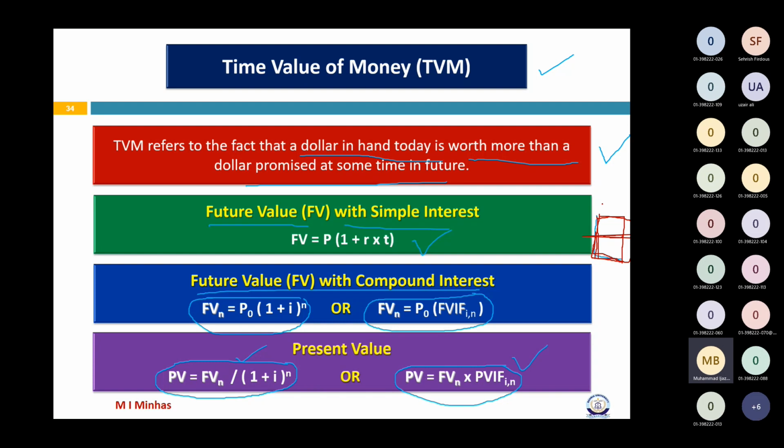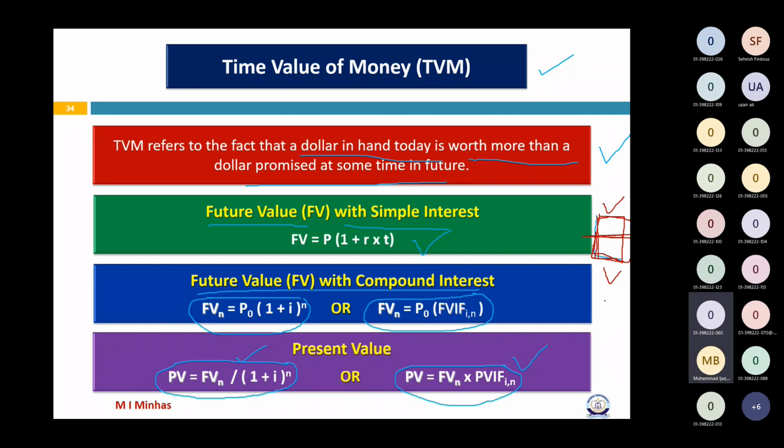wrong table. So please be sure, when you are using an interest factor table, whether you need to use the present value interest factor table or the future value interest factor table. Is it clear? Copy that, sir.